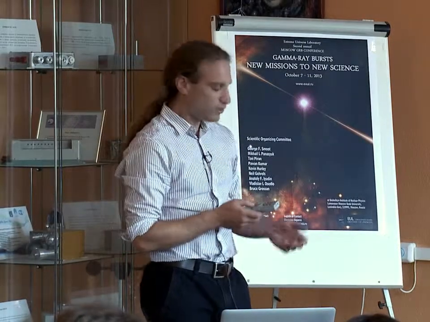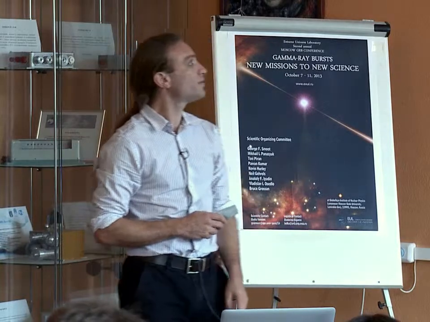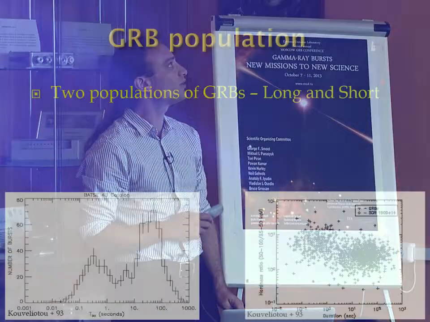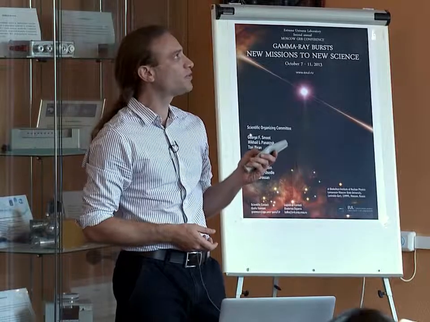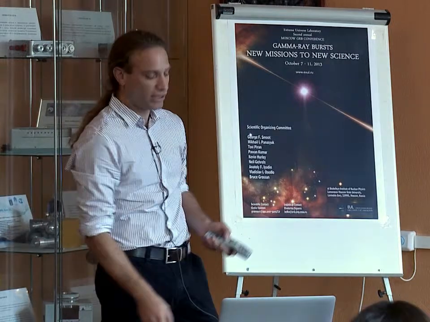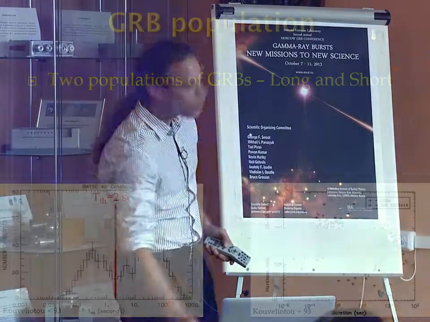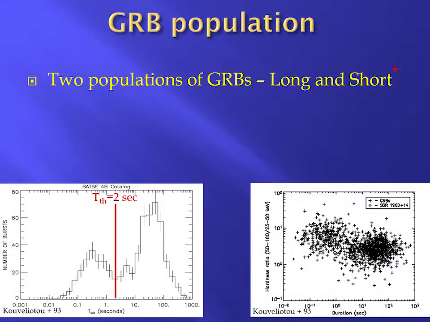I will start, as a lot of other speakers started in this talk and in many other talks. We know today that gamma ray bursts are composed of two groups. For lack of better terms, I will call them at the moment long and short. And traditionally, these two groups are separated by this threshold of 2 seconds between them.